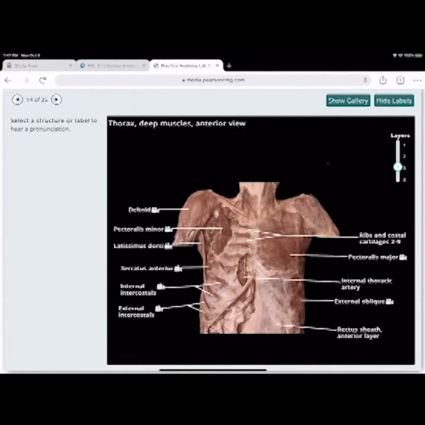Taking a little bit deeper view on the anterior region, you can see the deltoid muscle. So you should all be familiar with the deltoid muscle by now. Be familiar with the pectoralis minor, pectoralis major, latissimus dorsi along the sides, serratus anteriors, internal intercostals between the ribs, external intercostals, more lateral to the internal intercostals. The internal intercostals are medial, more towards the midline of the external intercostal muscles. That's how you can tell them apart. You have ribs and costal cartilage. This is ribs 2 through 9.